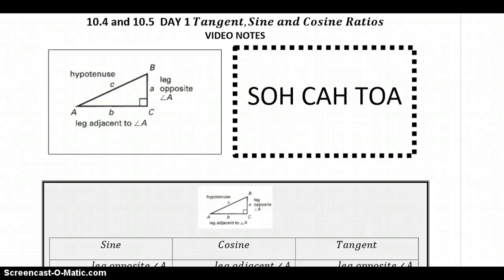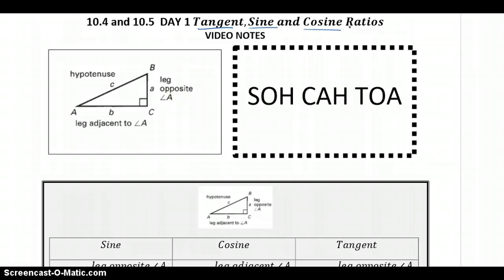Alright, so we are on video notes for section 10.4 and 10.5, day 1. We're going to be talking about tangent, sine, and cosine ratios. Tangent, sine, and cosine are three trig functions, three functions from trigonometry. Again, the way you pronounce these are tangent, sine, and cosine.